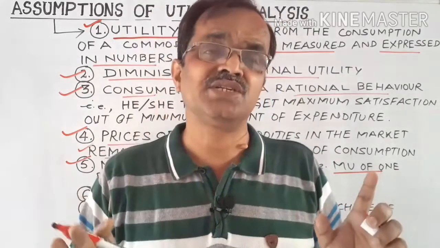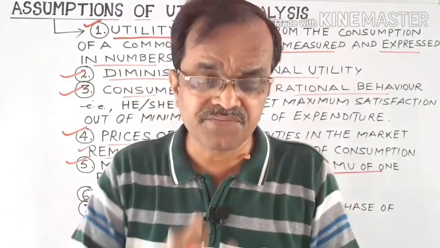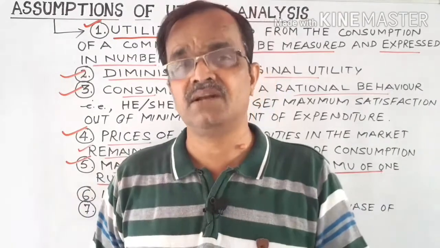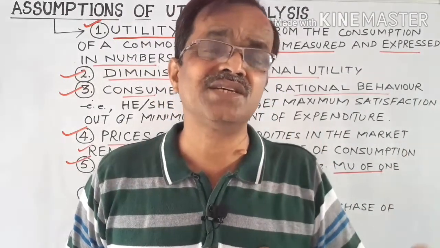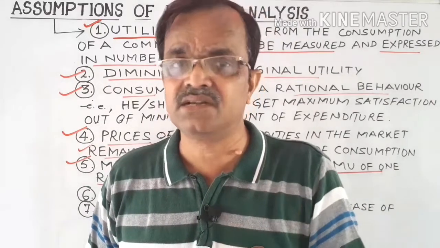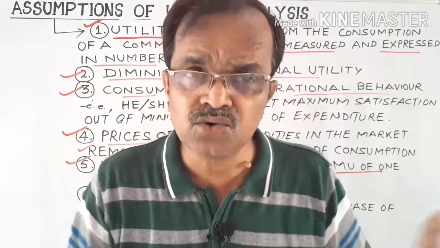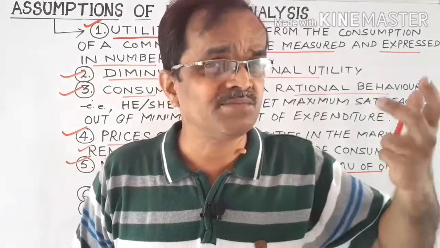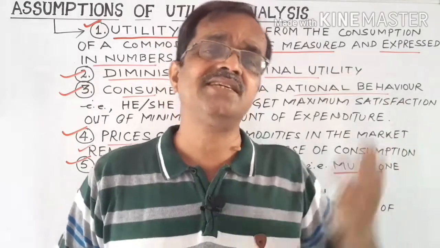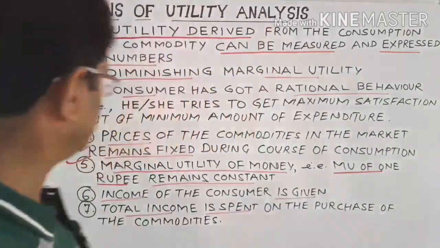That remains constant. It is taken to be constant for the sake of simplicity of explanation of the theory of equilibrium, because the consumption units give satisfaction in utils, that is the unit of measurement, and the prices paid by the consumer are in rupees. Then how to make the comparison and reach the point of equilibrium or the point of maximum satisfaction? So for that it has been taken to be constant, that is, marginal utility of 1 rupee remains constant. That is the fifth one.